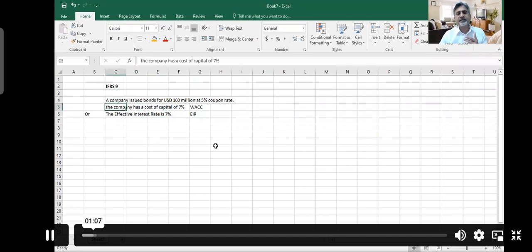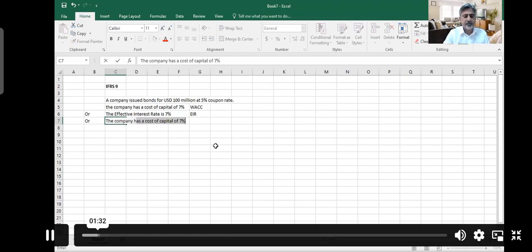I mean, either they tell you the company has a cost of capital of 7%, you do it, or they will tell you the effective interest rate is 7%. Or they can say that the company has a discount rate of 7%. This is again the discount rate.